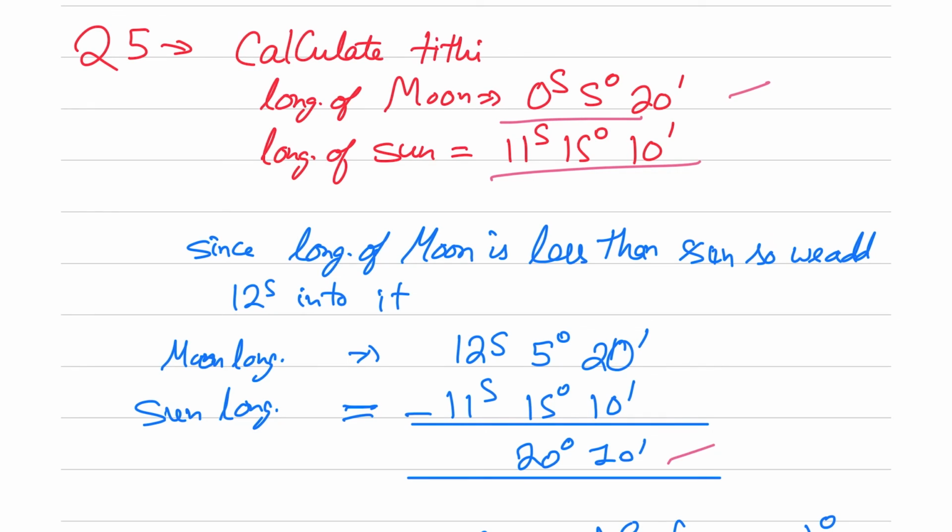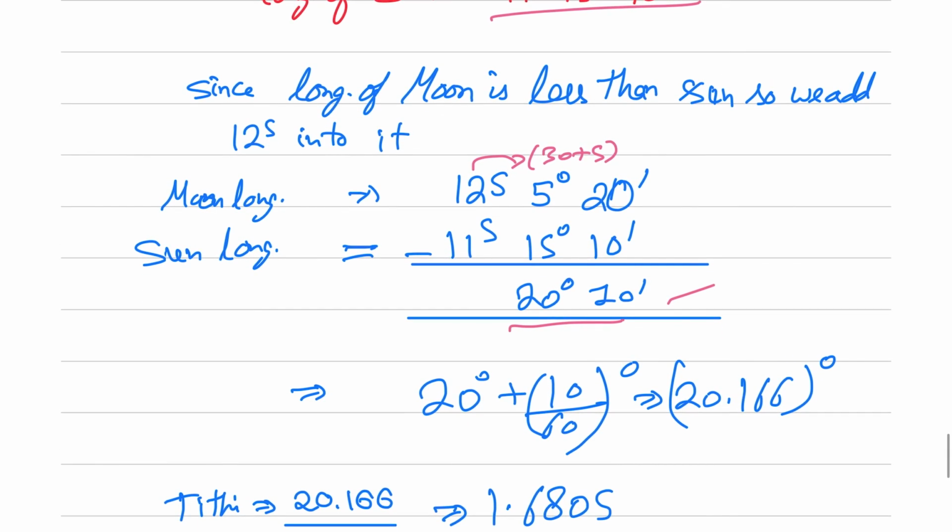So 20 minus 10 is 10. 5 is less than 15, so we take one carry from here, so it becomes 30 plus 5, 35 minus 15, 20 degrees. So we get the value of the difference as 20 degrees and 10 arc minutes. So 20 we can directly use since we have to divide it by 12 degrees. 10 by 60 yields 0.166. 20.166 divided by 12 is equal to 1.6802.